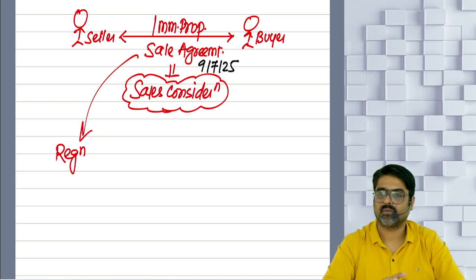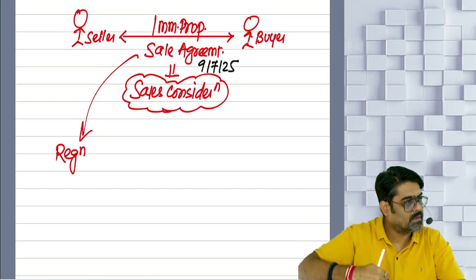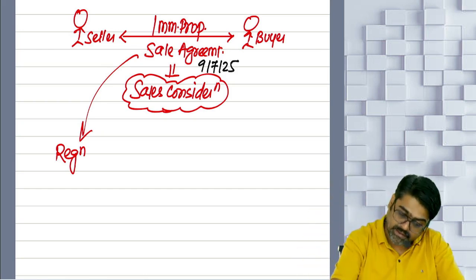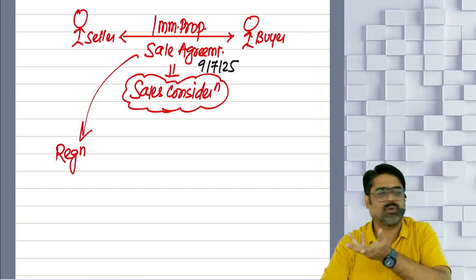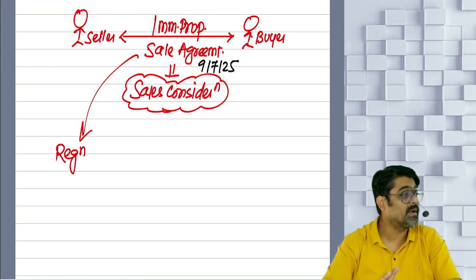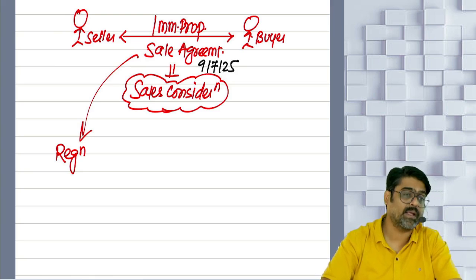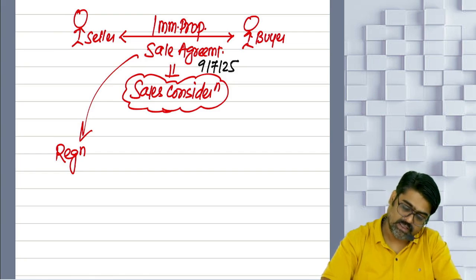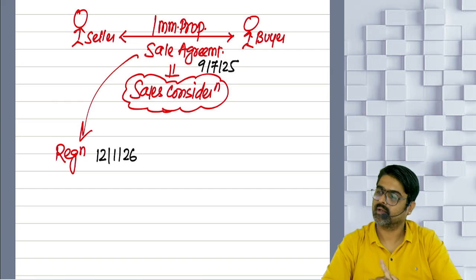Now when will the registration happen? Before sale agreement or after sale agreement? After sale agreement, it can be any date. Yes or no? So usually it happens within 2-3 days, but in some cases there can be a delay also. So both the buyer and seller will go to the registrar office, property registrar office, and they'll get the property registered. So registration takes place, for example, on 12th of January 2026. So on this date the registration will happen.